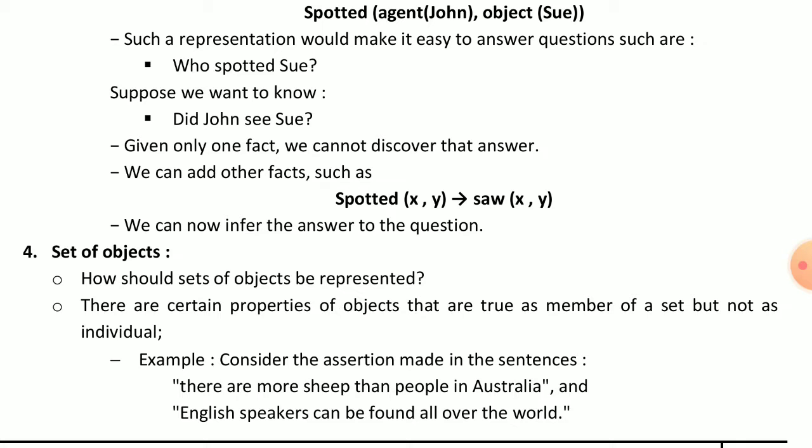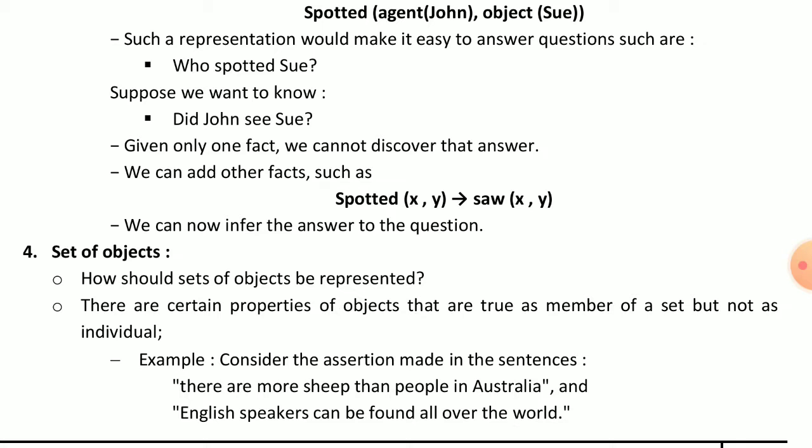There are certain properties of objects that are true as members of a set but not as individuals. We can make an object property whose members are the same, but we can't make a set of attributes which can have different members. Now we can consider one example.